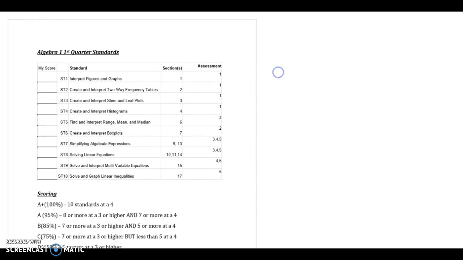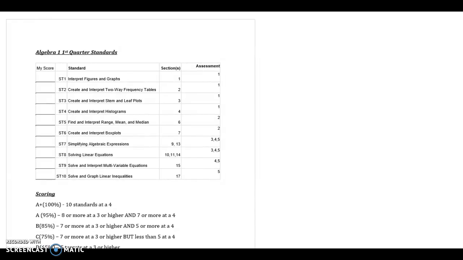So these are the Q1 standards. On this document, we've listed out the 10 main things that we're going to do for Q1. And we've also listed out what sections those go for. So standard 1, interpret figures and graphs, is section 1. It will appear on assessment 1. Same thing with standard 2 on assessment 1 and so on. So these right here are grouped together.